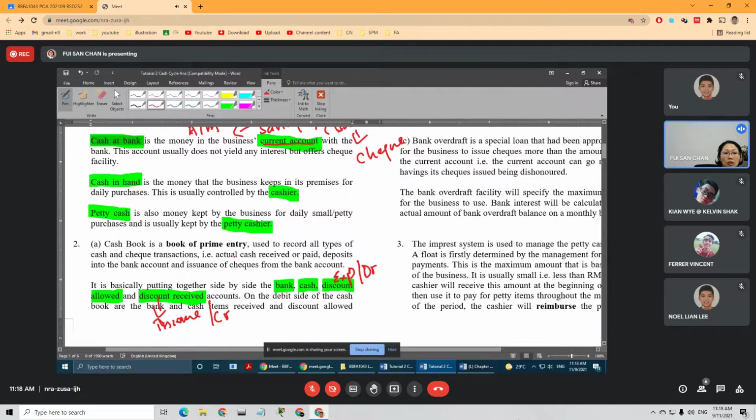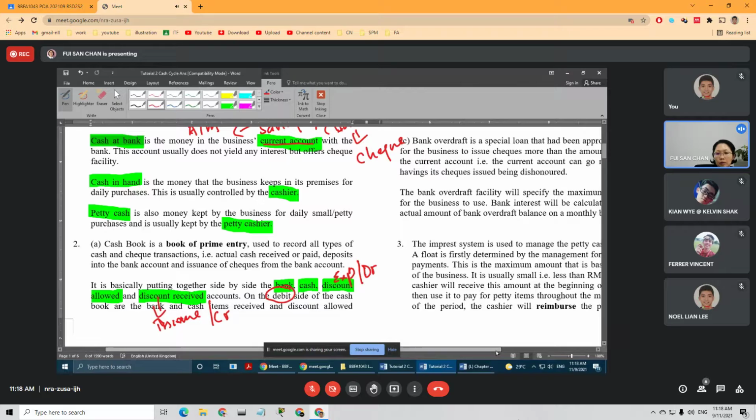So read your question carefully. If the question says issue check, you put it under the bank column. If it says pay cash, then you put it under the cash column. So basically, we're putting together side by side the bank, cash, discount allowed, and discount received accounts. On the debit side of the cash book, you have cash, bank, and discount allowed. See here, the answer is given to you.